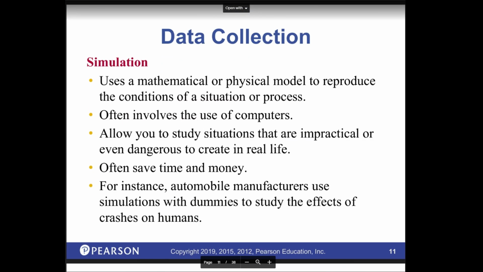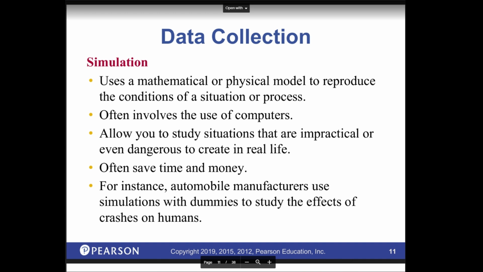And another type of data collection is simulation, where we use mathematical or physical models to reproduce the conditions of a situation or process. It usually uses computers, and it allows you to study situations that are not realistic, or even more dangerous to create in real life, like maybe seeing the effects of how fast a car can crash into a wall and seeing how safe the person is.